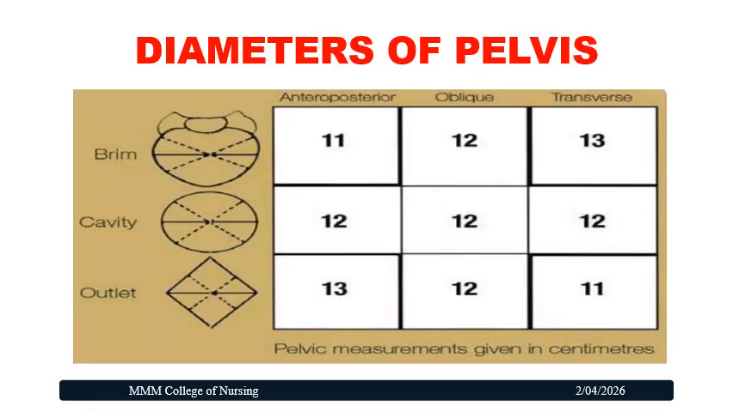Next is the diameter of the pelvis, and this is the image. It depicts the diameters of the pelvis in all the 3 parts, that is, the brim, cavity and outlet. Here the brim is heart-shaped, the cavity is circular, and the outlet is diamond-shaped. For the brim, the anteroposterior diameter is 11, oblique is 12 and transverse is 13. The cavity is circular, so all the 3 diameters are 12. The outlet is diamond-shaped, so the anteroposterior diameter is 13, oblique is 12 and the transverse diameter is 11.